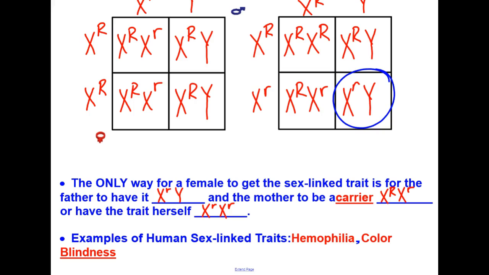Examples of sex-linked traits in humans are hemophilia and color blindness. Let's take a look now as our amoeba sisters teach us about hemophilia as a human sex-linked trait.